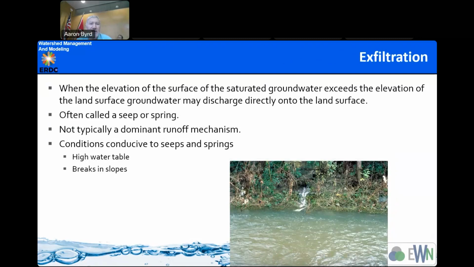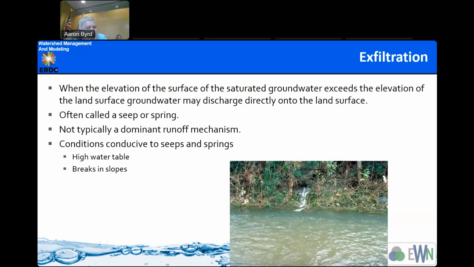Exfiltration happens when the elevation of the groundwater is higher than the elevation of the land surface. This is usually not a big thing, but it may be an important thing. People call it a spring or a seep. It's not a dominant runoff mechanism, but it can be important.